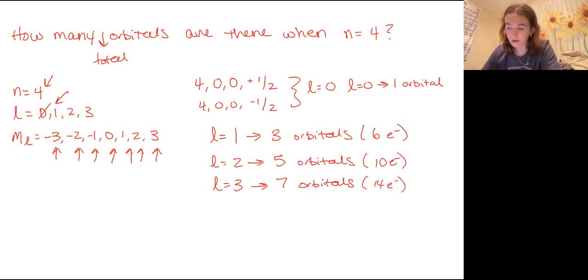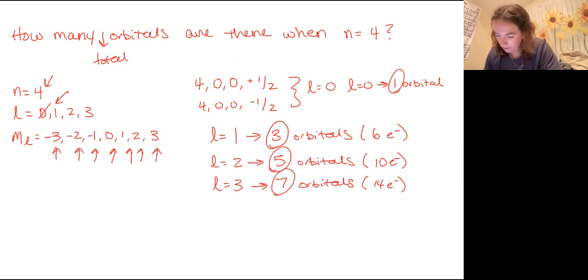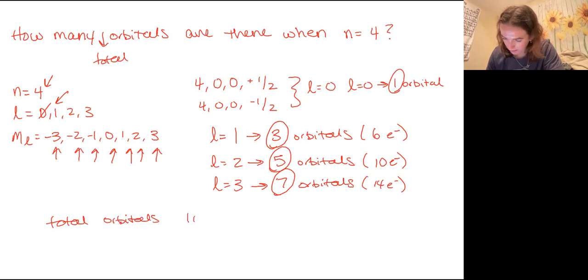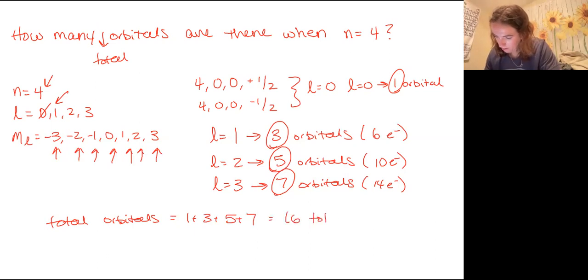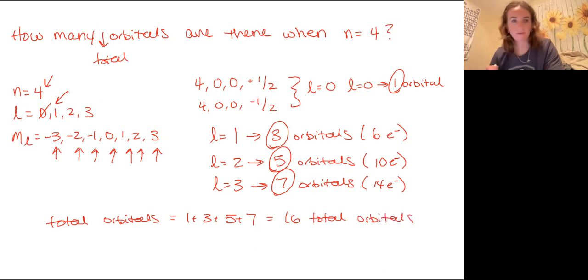Okay, so when n is equal to four, we don't just have those seven options. We have this orbital, these three orbitals, these five orbitals, and these seven orbitals. So we actually have a total of 1 + 3 + 5 + 7, and if I can do mental math, that equals 16 total orbitals. So it's not just that -3 to +3 range of orbitals. That is a possibility because we see it when l is equal to three, but l could also be equal to two, and l could also be equal to one and also equal to zero. So we have all those different options available to us for the number of orbitals in our system.